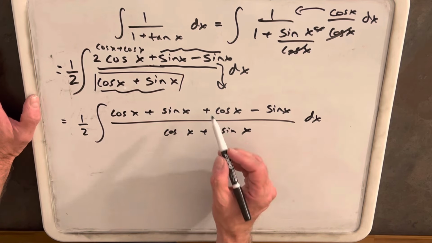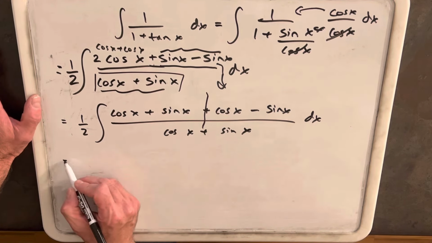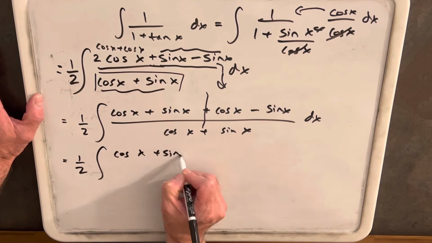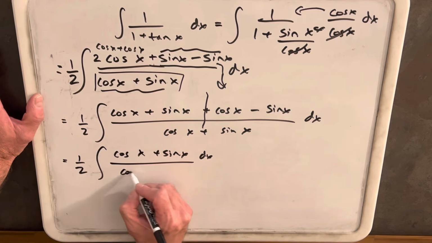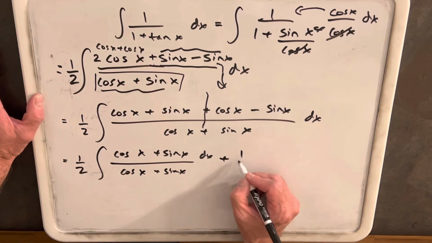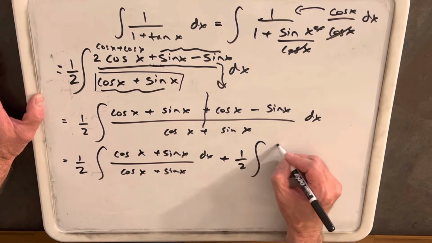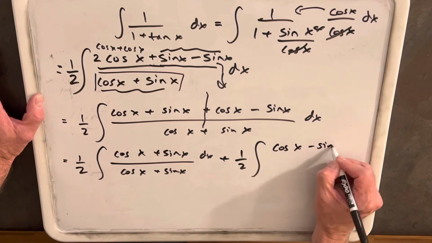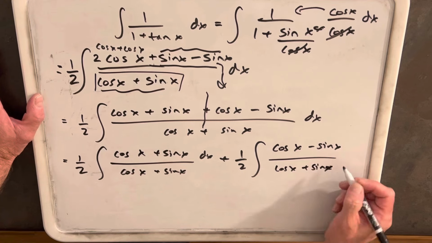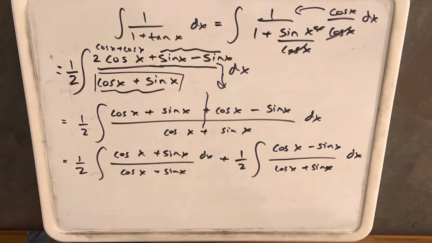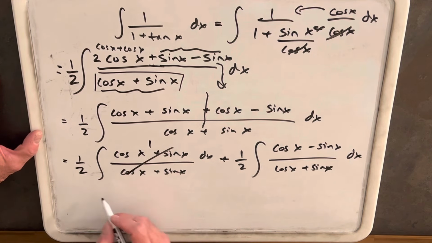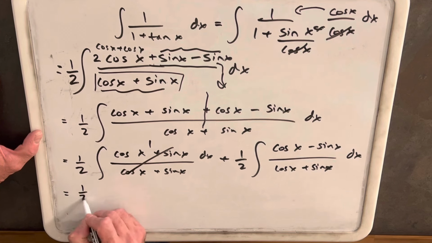Then for our next step, we'll just split this into two integrals. We'll split it right here. So we'll have half cos x plus sine x dx. And then I'm going to distribute this half. And then in our second integral, we'll have cos x minus sine x all over cos x plus sine x dx. Now here, you'll notice this is just 1. So that's going to be real easy. The integral of 1 is x. So when we integrate here, we'll have our half, and then we'll have an x.